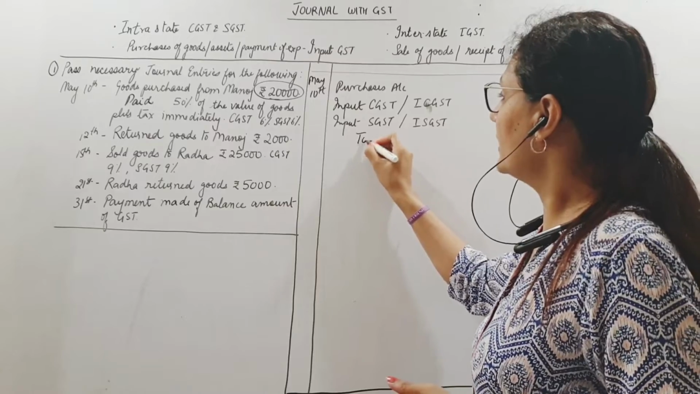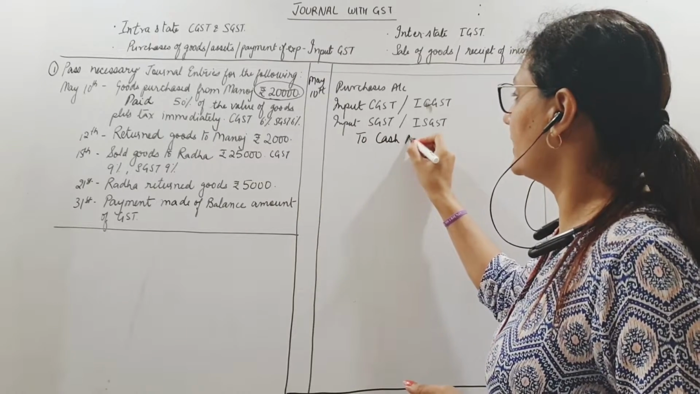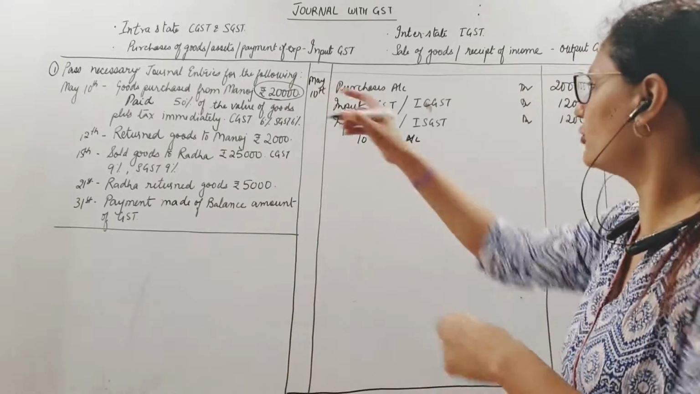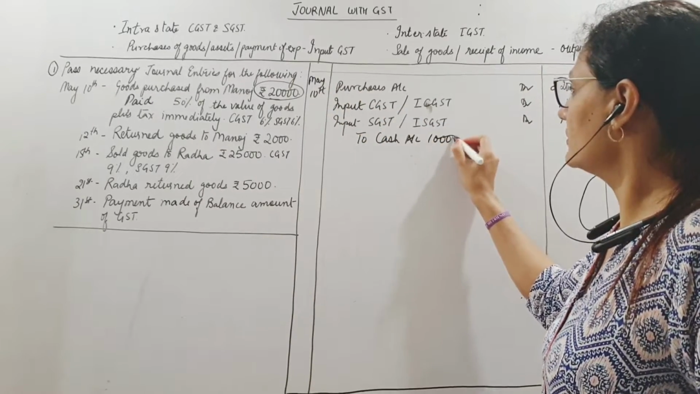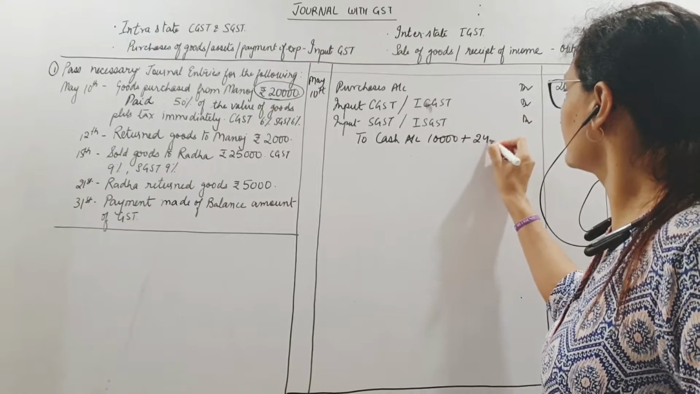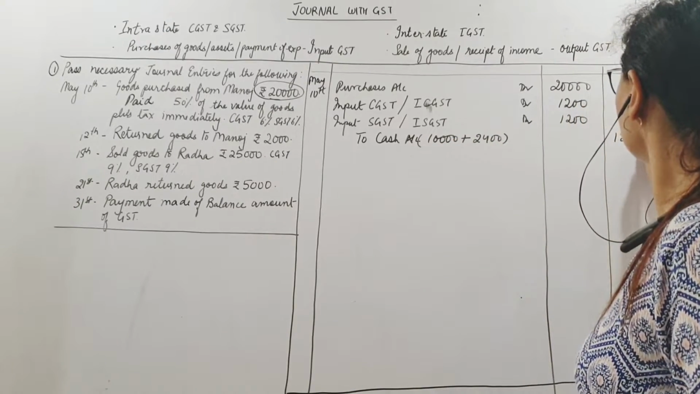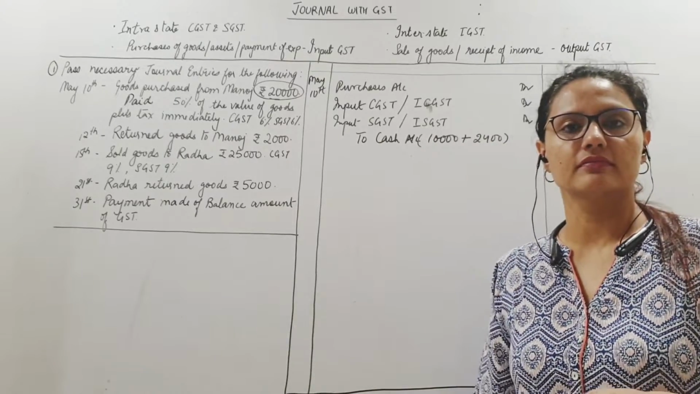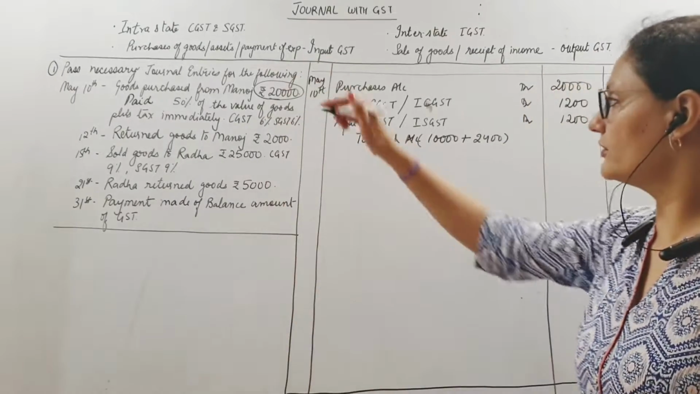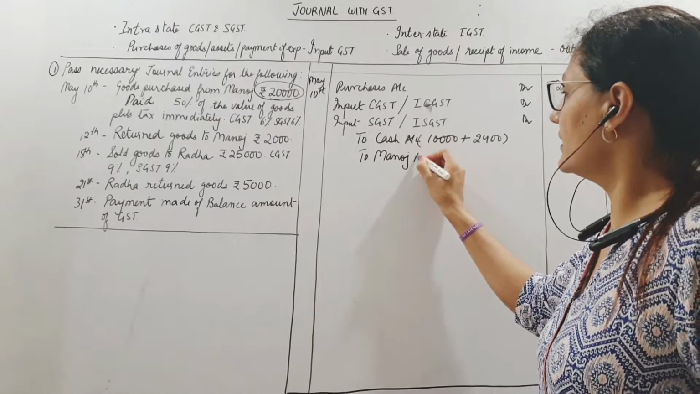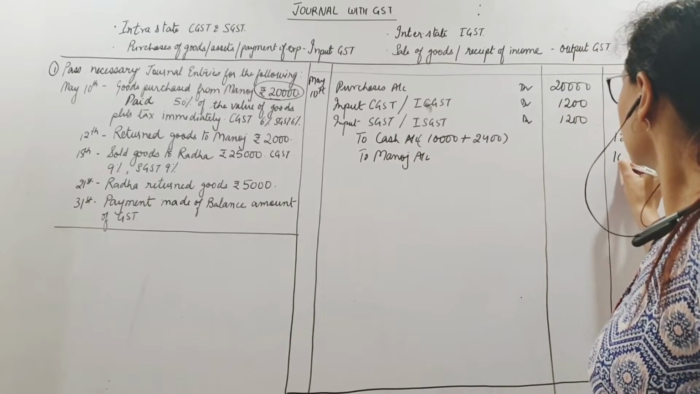Then now we have paid cash, so I credit cash account, correct? How much cash did I pay? Half of this, 10,000, plus the taxes. Taxes were 2,400. So I have paid 12,400 cash. Half of the value of goods is still to be paid. So Manoj is my creditor with 10,000.